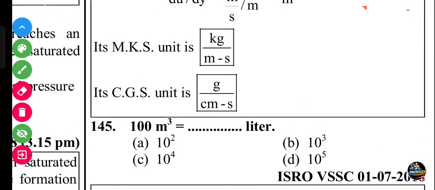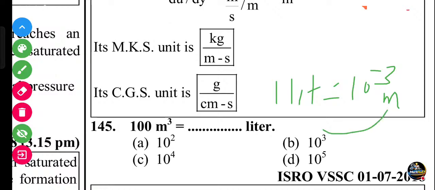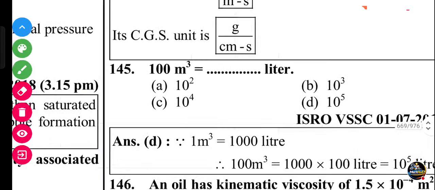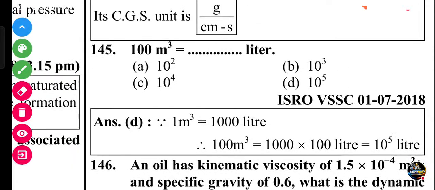Next question. 100 meter cube equal to dash liter. We know that 1 liter equal to 10 to the power minus 3 meter cube. So 1 meter cube equal to 10 to the power 3 liter. Then 100 into 10 to the power 3 gives 10 to the power 5. D is the answer. Let's check the answer. Yes, D is the answer.